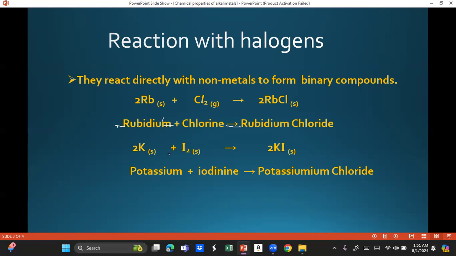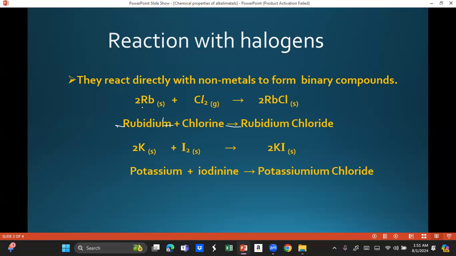So whenever group 1 metals react with halogens, they produce salts, which are solids at room temperature. These are soluble salts. All group 1 metal salts or compounds are soluble in water. Hope you understand. As I told you in the previous reaction with oxygen, the same pattern will apply here.